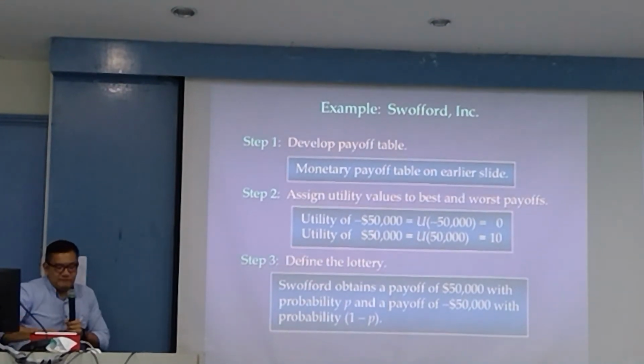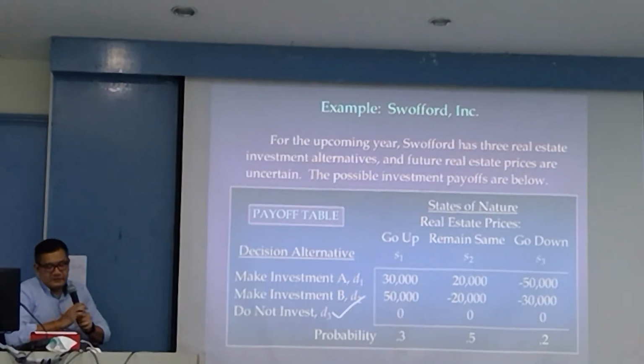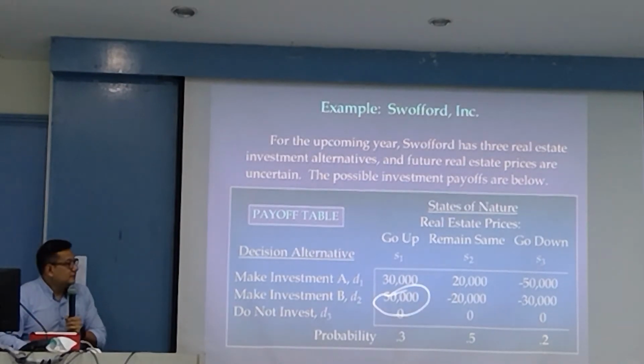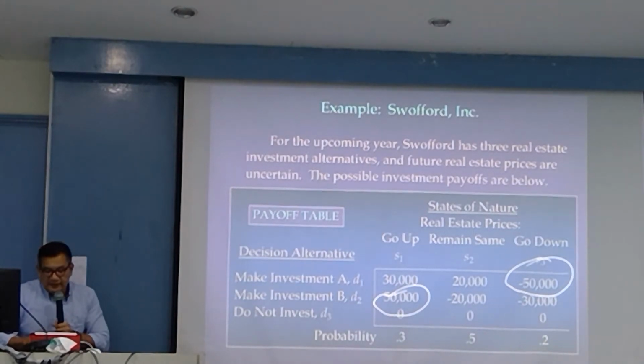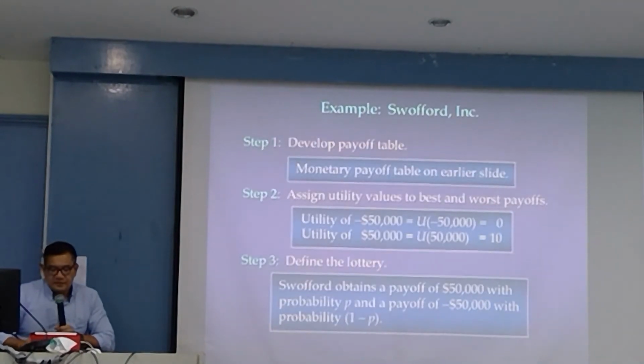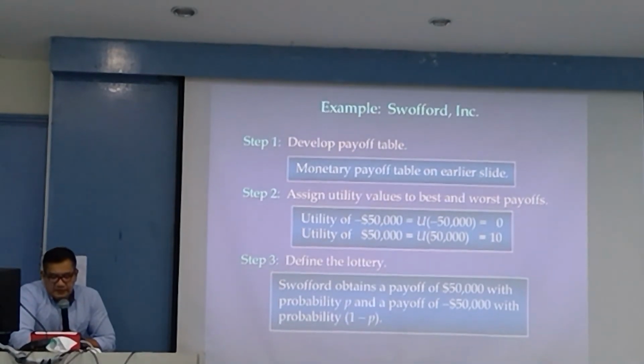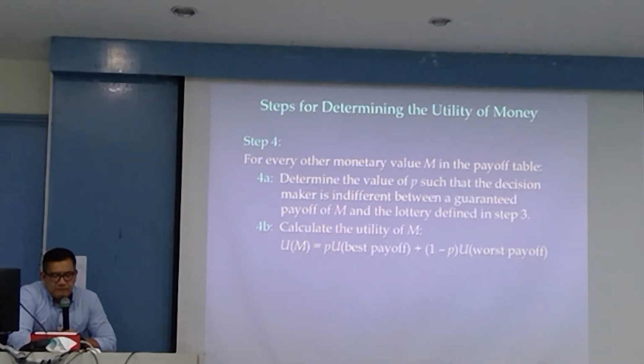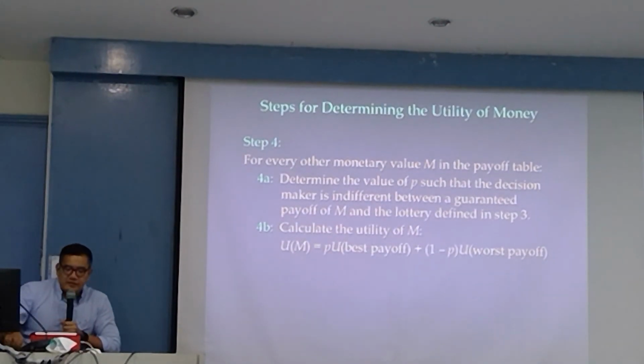The best payoff in this problem is 50,000, so I use this to be 10. And the worst payoff is minus 50,000. I use it to be 0, right? So then what do we have here? I let P be the probability of 50,000 and 1 minus P be the probability of minus 50,000. What next? We're going to use this to calculate the utility value for every monetary value using this concept.